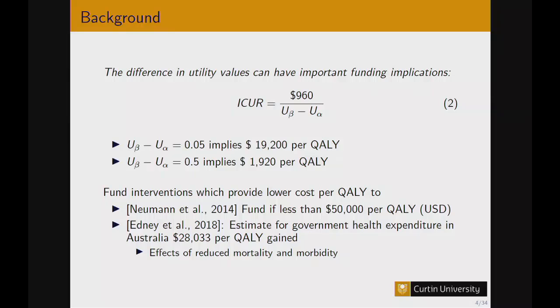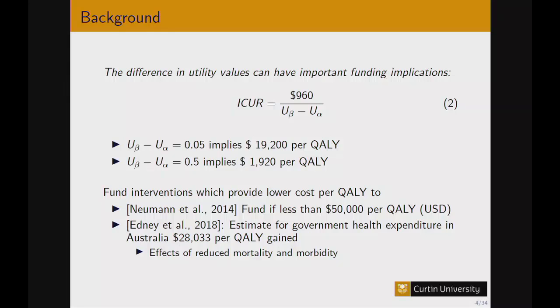So if we have a large difference in utility, we're going to be implying that it costs a little per quality adjusted life year, and a small difference will be higher. Sorry, flip those around. Rough night. So we want to fund interventions that have lower cost per quality adjusted life year if we want to maximize a healthcare budget. So there's some discussion about what the number is.